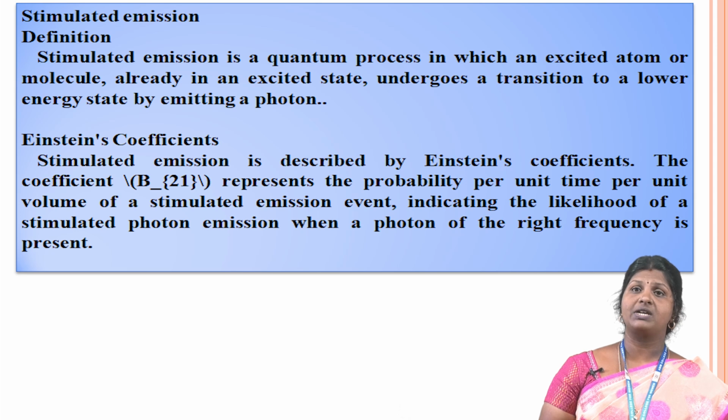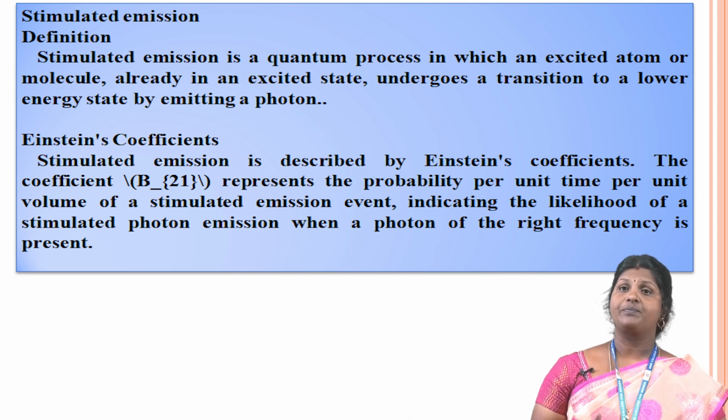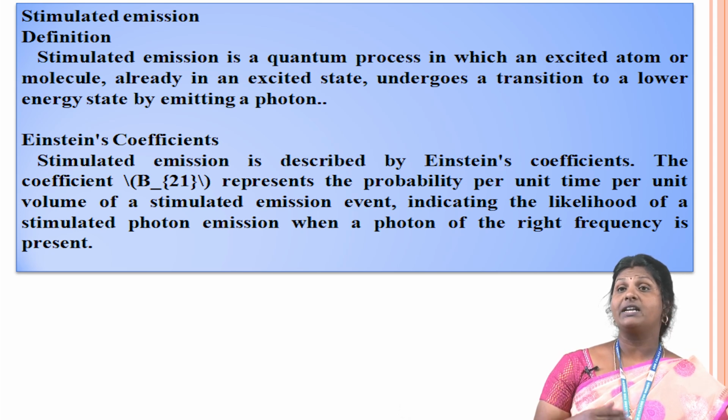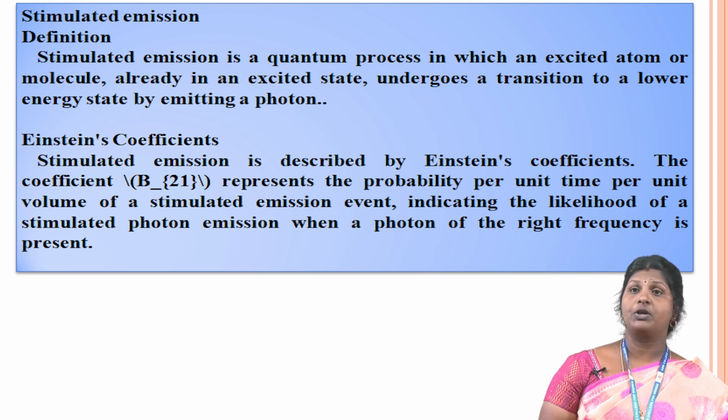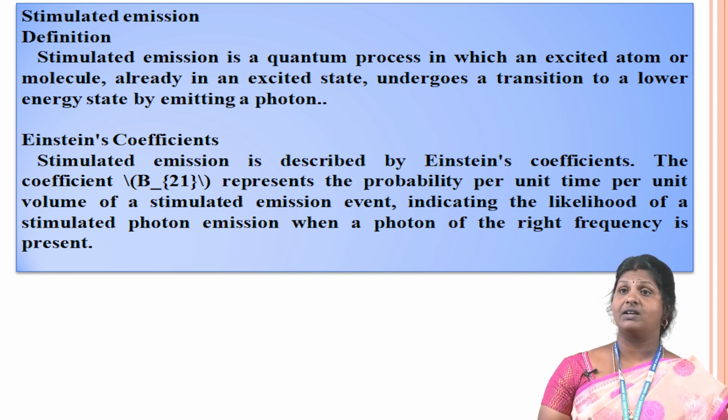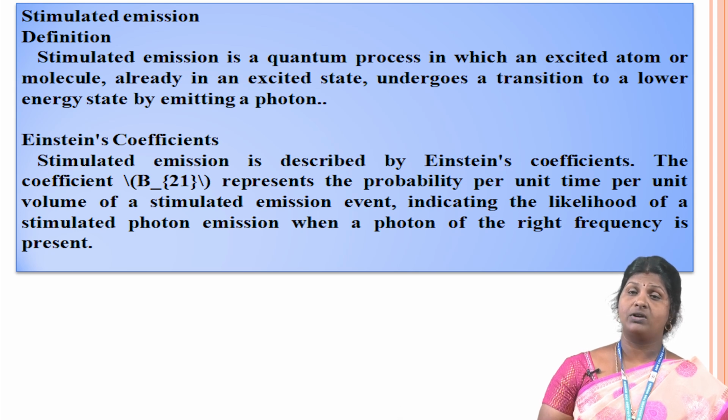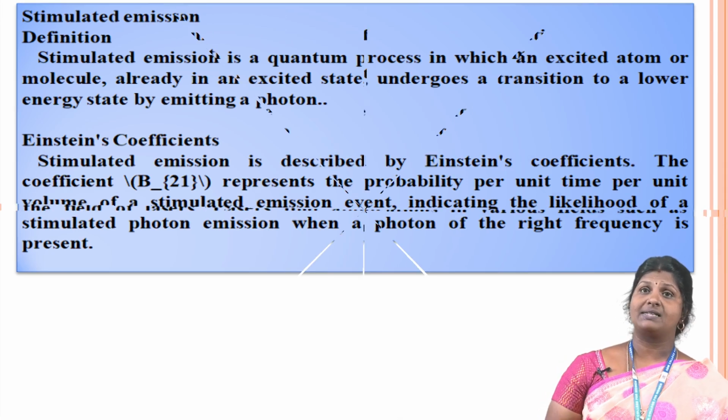Then the Einstein coefficient is described for stimulated emission. The coefficient represents the probability per unit time per unit volume of a stimulated emission event, that is, stimulated photon emission when a photon of the right frequency is present.